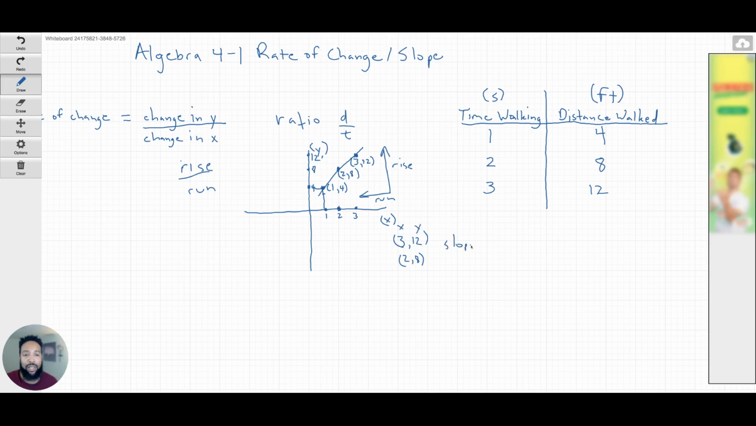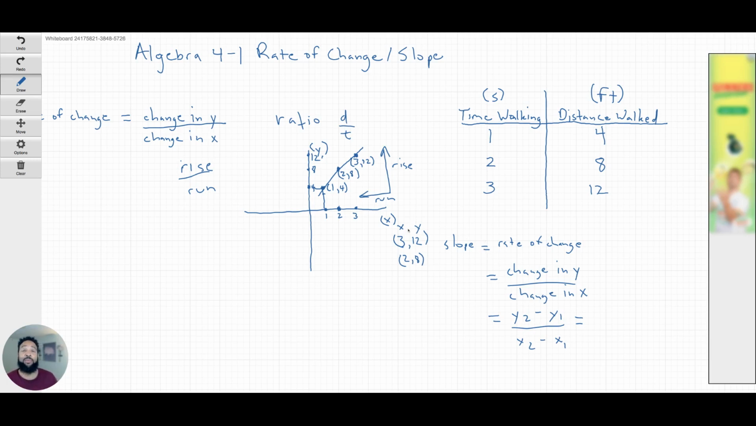So we're going to say slope is the rate of change, which equals change in y over change in x. What will that look like? So we could say that that could be y2 minus y1 is the change over x2 minus x1.